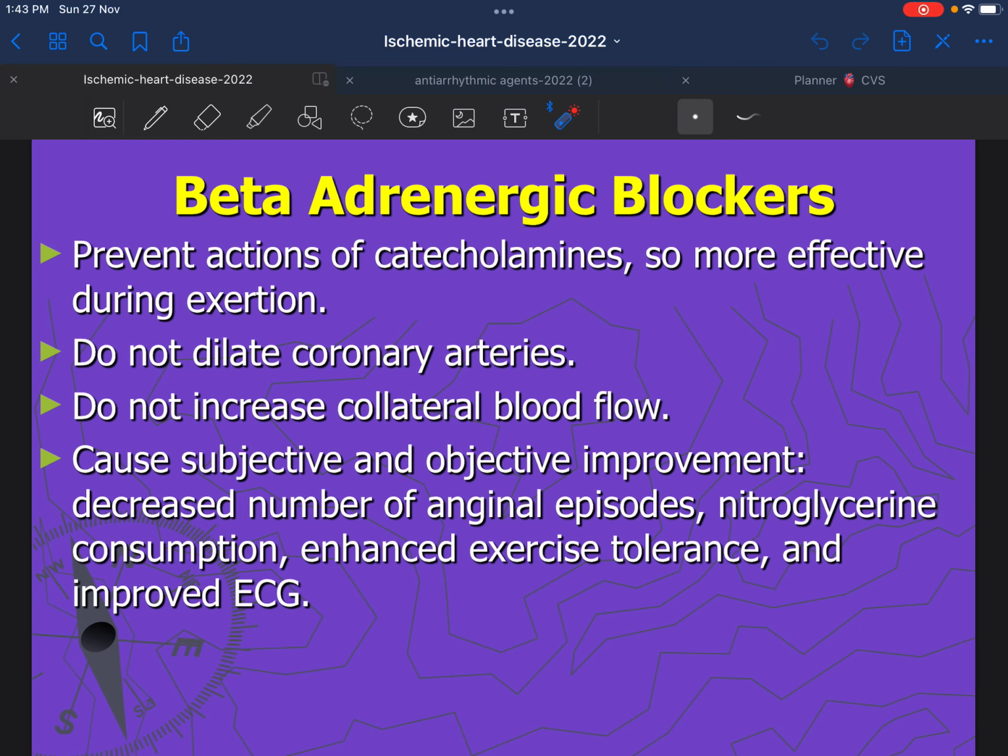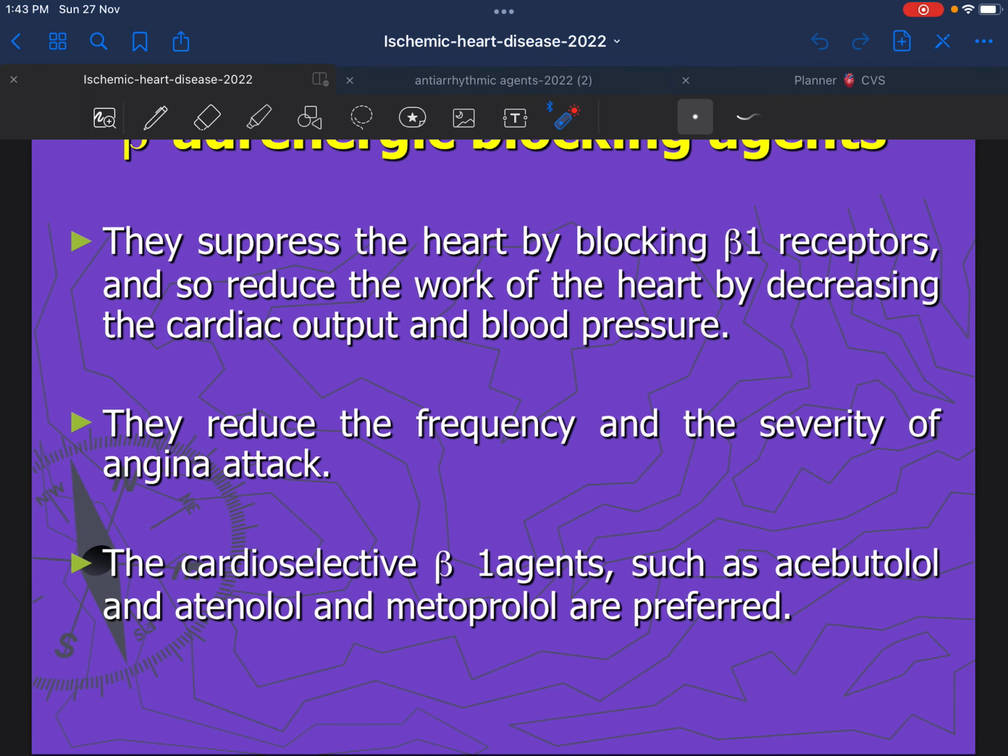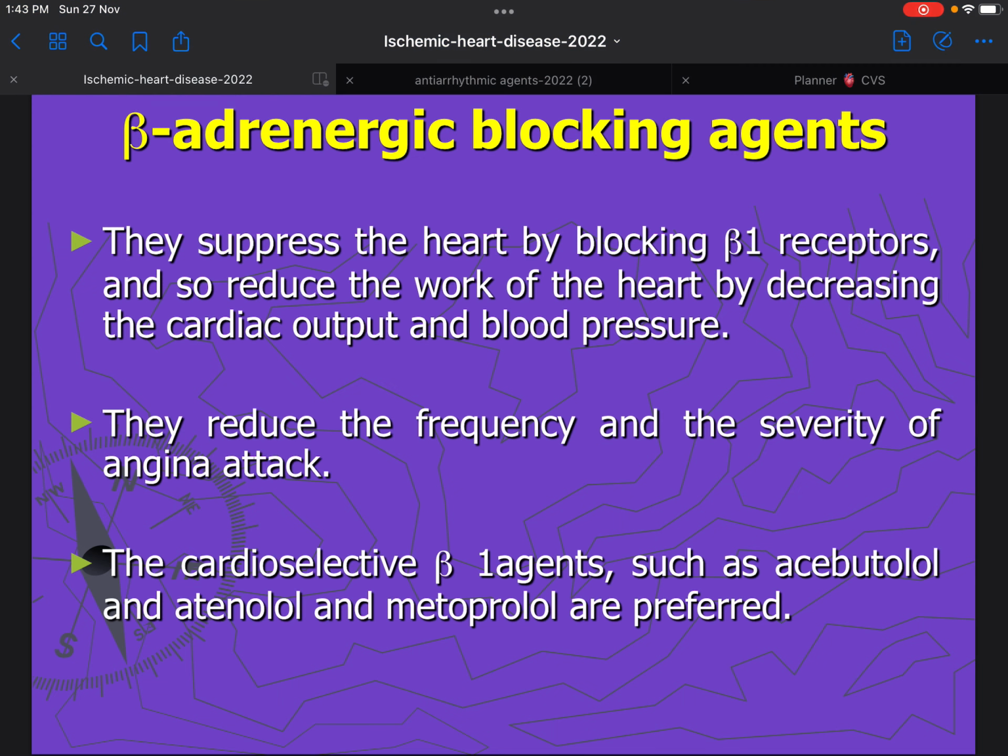Of course, we remember their mechanism of action. They suppress the heart by blocking the beta-1 receptor, and they reduce the work of the heart by decreasing the cardiac output. Also, they have effects on lowering the blood pressure. So this will help reduce the frequency and the severity of angina attacks. We don't give them during an acute condition of angina, no, we give nitroglycerin, but this is maintenance therapy that the patient is put on to decrease the incidence and the severity of angina attacks. Usually, we have cardioselective agents such as acebutolol, atenolol, and metoprolol. We prefer these to the non-selective drugs such as propranolol because of the contraindications of non-selective drugs.